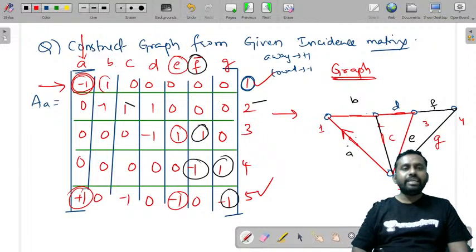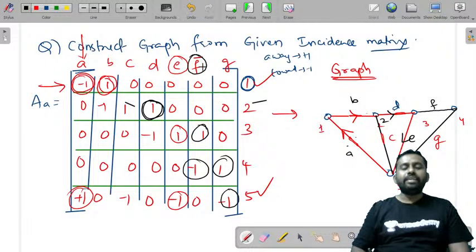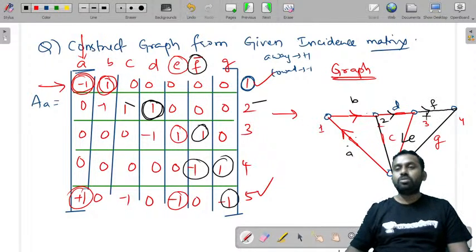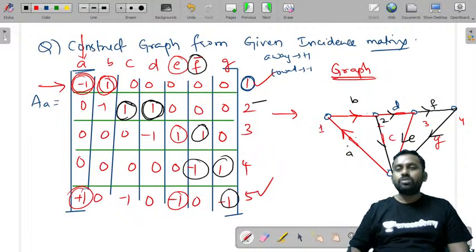Now if you observe B, it is 1 at the first node. Positive at the first node means it is leaving the first node. Now if you observe D, it is +1 at 2, so D must leave the second node. E must leave the third node, and F must also leave the third node. G must leave the fourth node. If you see the fifth node, it is minus 1, obviously it is entering. And C is plus 1 at 2, so it is also leaving.